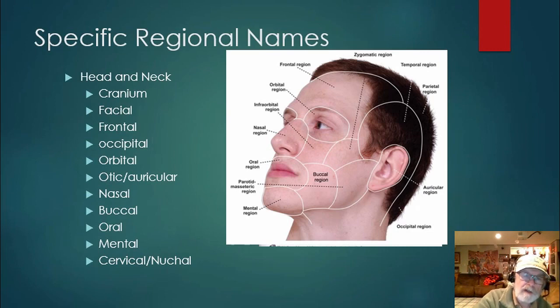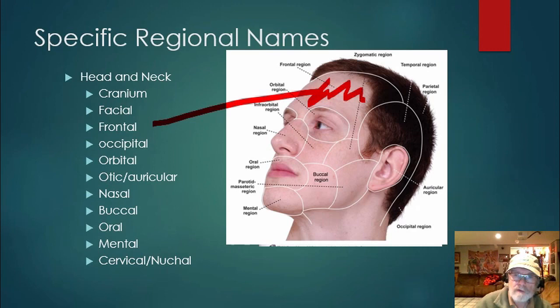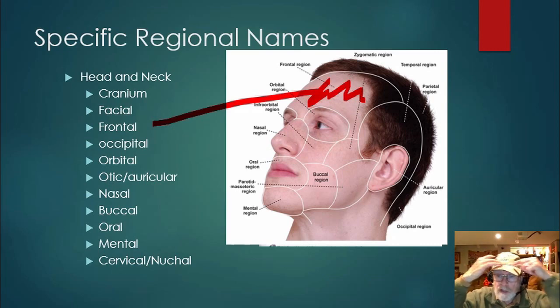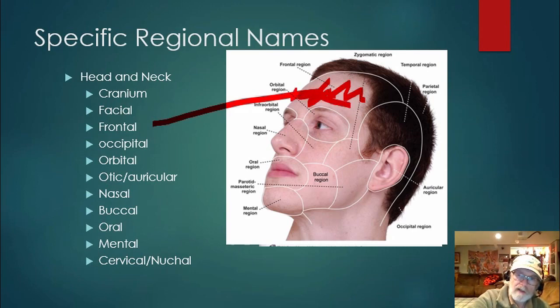Okay, let's talk about the next word here. The next word is frontal. Frontal is this area right here. This area is called the frontal region, and basically it's the forehead. There's a muscle underneath there. If you raise your eyebrows, you see those wrinkles on the forehead? The muscle that does that is called the frontalis muscle. So the frontal area in the forehead is called the frontal region, and there's a muscle right underneath that actually wrinkles the forehead. That's called the frontalis.